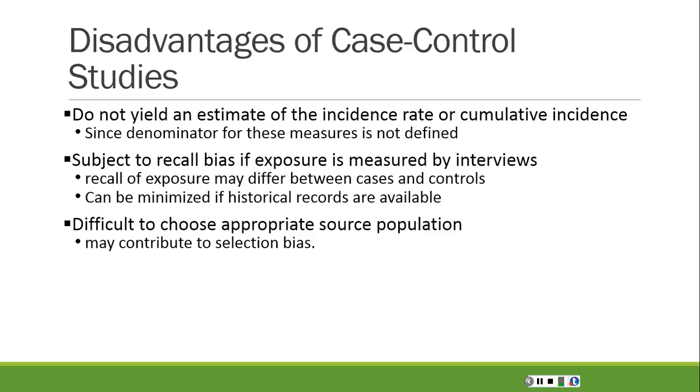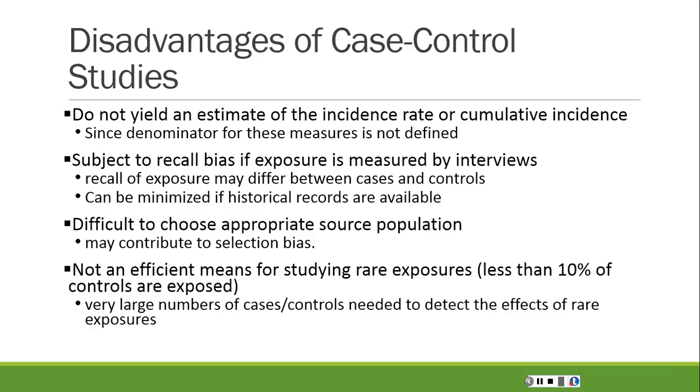It can be difficult to choose the appropriate source population, and so this could contribute again to selection bias. While these might be the best study design for rare diseases, they might not be an efficient means for studying rare exposures, where less than 10% of your controls are exposed to the risk factor of interest. You may need very large numbers of cases and controls to detect the effects when you're looking at something like a rare exposure.